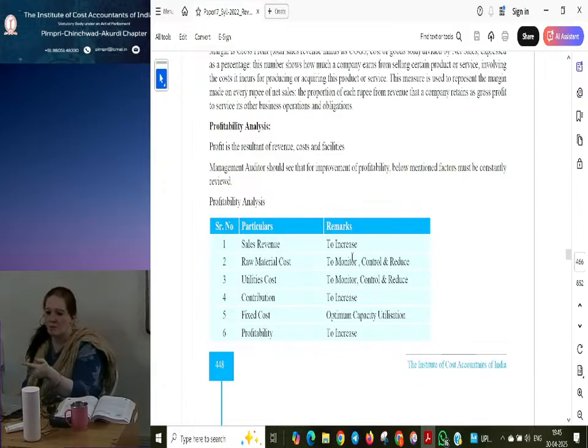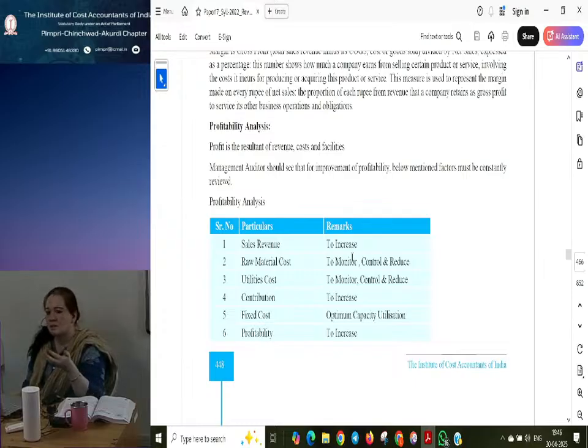See, utility cost is a cost, so it should be monitored, controlled and reduced. Looking at contribution, is that a revenue factor or a cost factor? You can unmute and tell me because I am able to hear you. So when it comes to contribution, is that a revenue factor or a cost factor? Yes, revenue. So if it is a revenue factor, it should be on the increasing side.